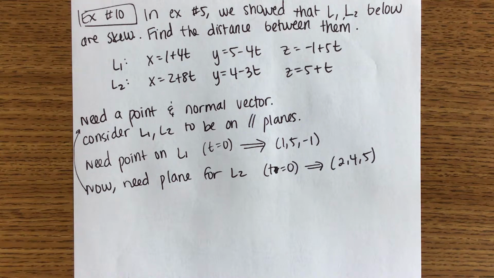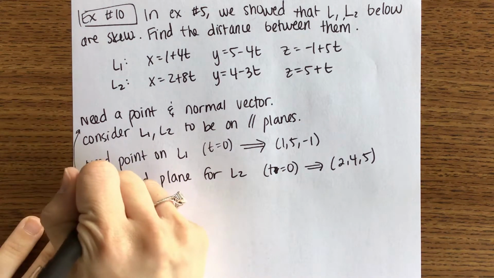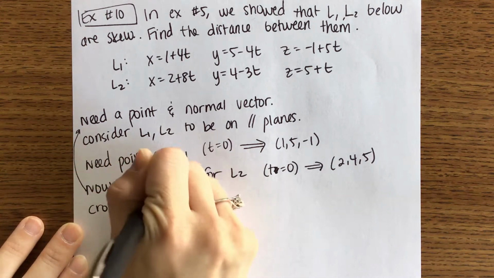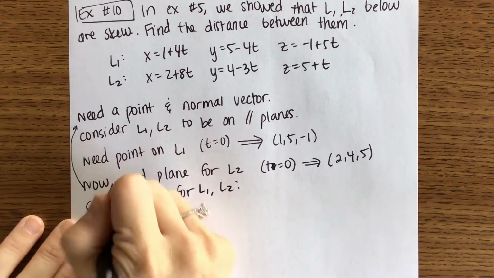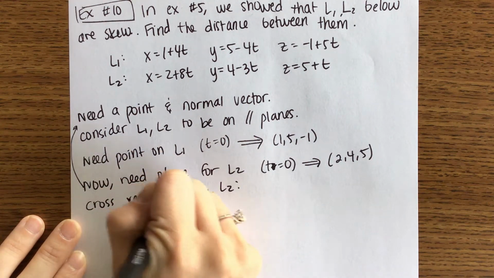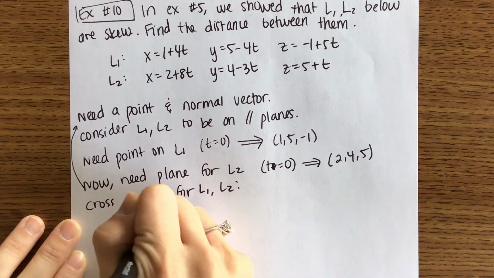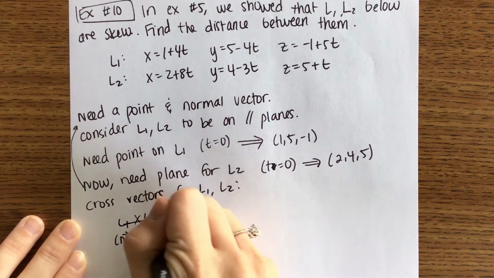L1 and L2, we have those two vectors. What happens if I cross them? I'll get a vector that's perpendicular to both. Is that helpful in writing the equation of the plane? Yeah. I don't really care that the vector is perpendicular to L1, but I care that it's perpendicular to L2. Does that make sense? Okay, so we're going to cross the vectors for L1 and L2.